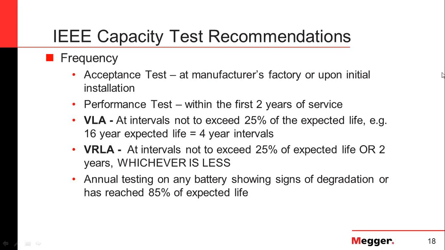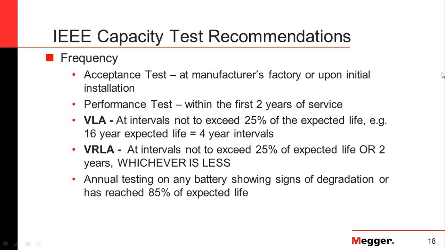Now the frequency, as I mentioned, yes. Before we move on, I have a couple of questions from the audience. Sure. So if you are continuously monitoring and trending the cell ohmic value, then how often should you perform a capacity test? If you're monitoring the cell only, repeat the question. Ohmic value. If you're continuously monitoring and trending the ohmic value, then how often should you perform capacity testing?